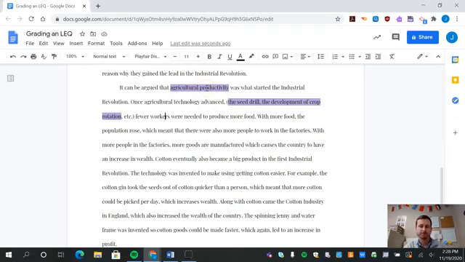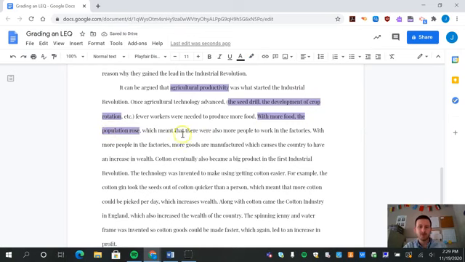And this is where the student does a nice job of explaining the agricultural productivity and the impact that it's going to have on the Industrial Revolution. So, with fewer workers needed to produce more food, if there's more food, the population rose. All right, we'll highlight that there.